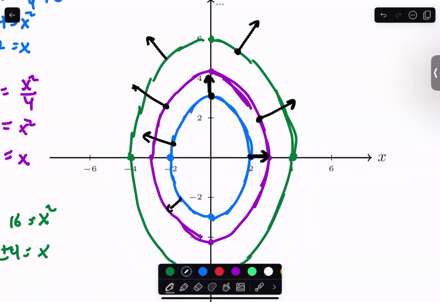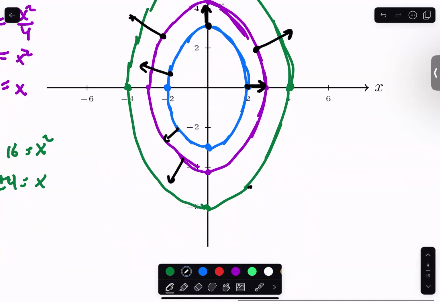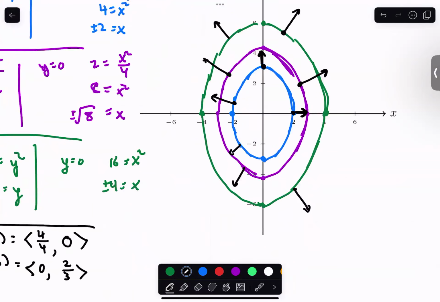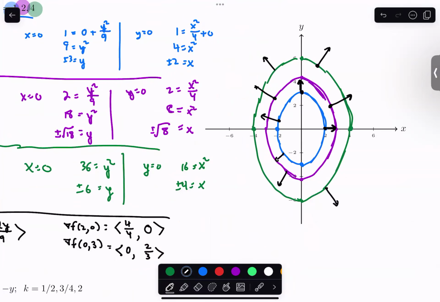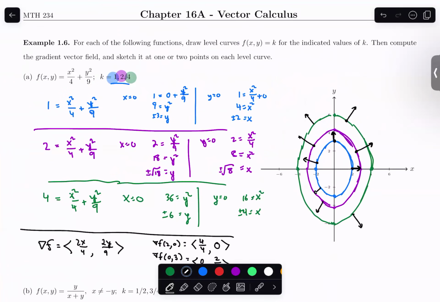And same thing down here. So there's a few of our gradients on our level curves. So this just means that if you can visualize either the level curves or the gradient field, you know what the other one kind of has to look like. In this case, all of the gradients are going to be pointing in the outward direction, kind of radially away from the origin. All right. Any questions on this one here?